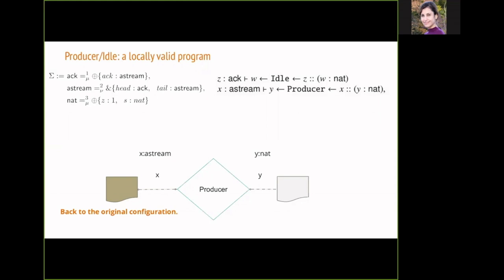So as you see in this loop, producer actually communicated with its external channels, X and Y. That is why we say that producer has this strong progress property. And our local validity condition also accepts producer because it receives an unfolding message along its external channel, and the priority of this unfolding message is higher than the priority of the unfolding message that is sent along the same channel.